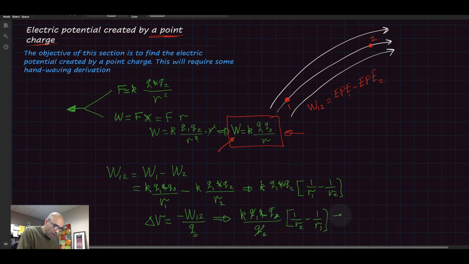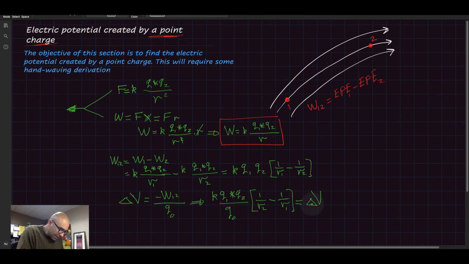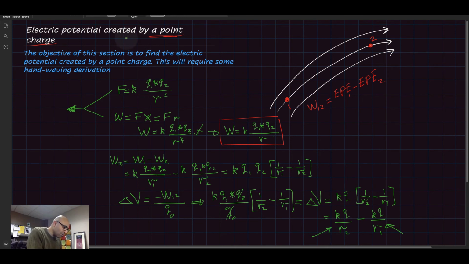Okay, so this whole equation means that delta V is equal to KQ times (1 over R2 minus 1 over R1). And now we can put the terms together. KQ over R2, we can just multiply this by the inside of the parentheses, minus KQ over R1.